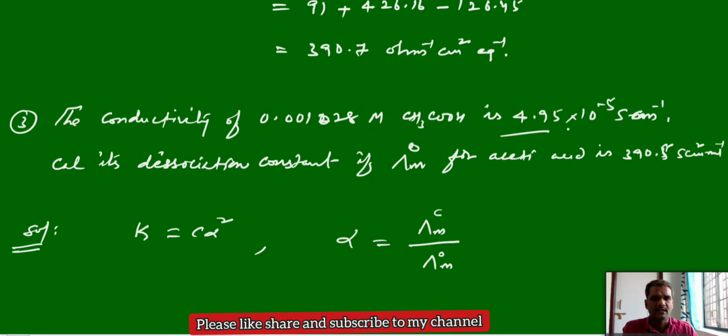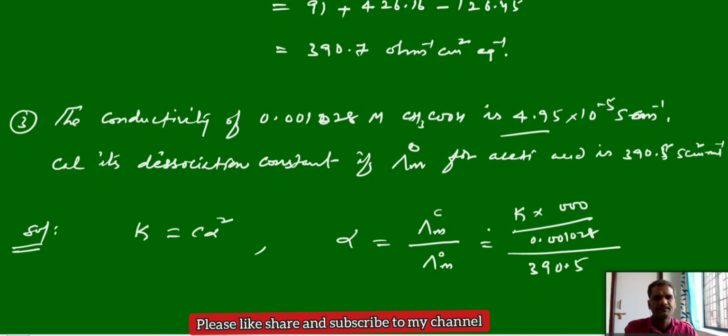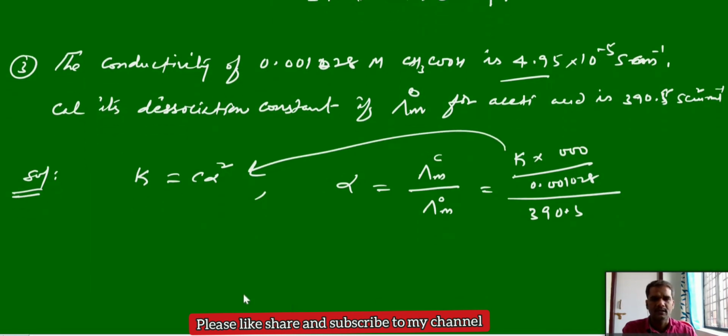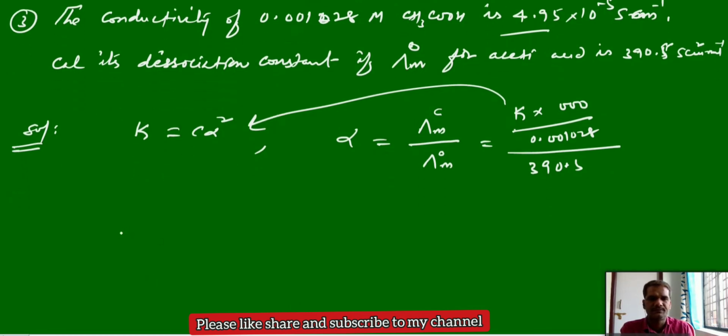Anyhow, at a concentration C, that we have to calculate by using the conductivity they give here, the conductivity K into 1000 by molarity. This is 0.001028 by infinite dilution 390.5, and this overall value if you substitute here, you can get the dissociation constant.